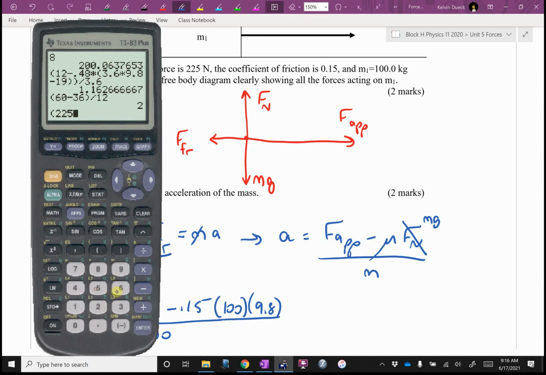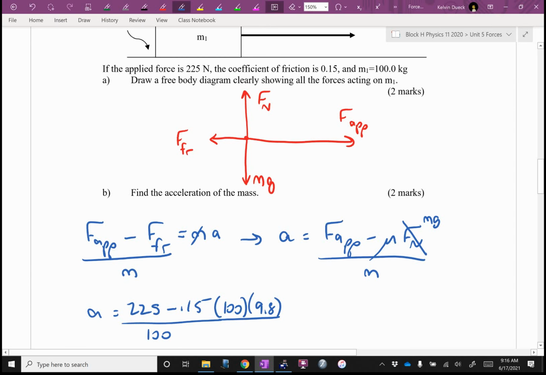Bracket 225 minus 0.15 times 100 times 9.8, close off the top, divided by 100. Do you get 0.78? This is barely accelerating. In fact, if I was drawing this to better scale, it would be almost as long as F applied, but I'm not that fussy. That's why I said to you for free body diagrams, roughly to scale. What I really mean is make sure I can easily tell which one's bigger, which one's smaller. That's more important. So what was it, 0.78?